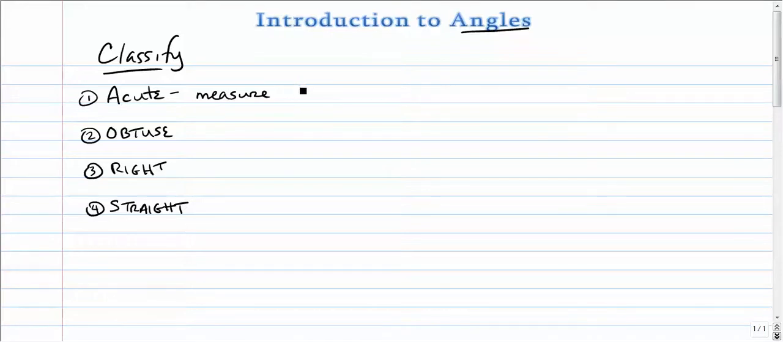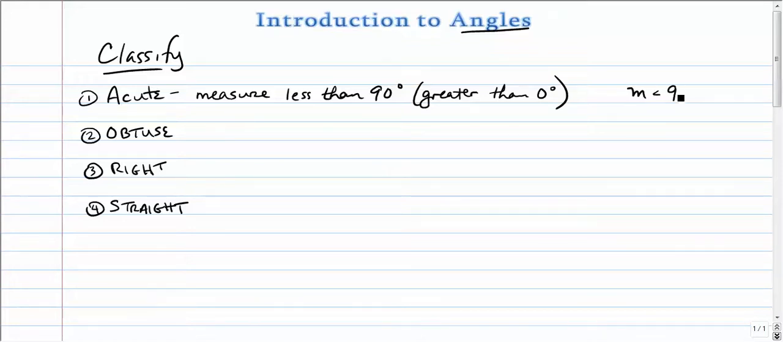is less than 90. So the measure is less than 90, and it's also greater than 0. Should probably write that as well. So the measure is anywhere in between 90 and 0. That's how we would write that if we were to use inequality notation. The measure is less than 90, but it's greater than 0.